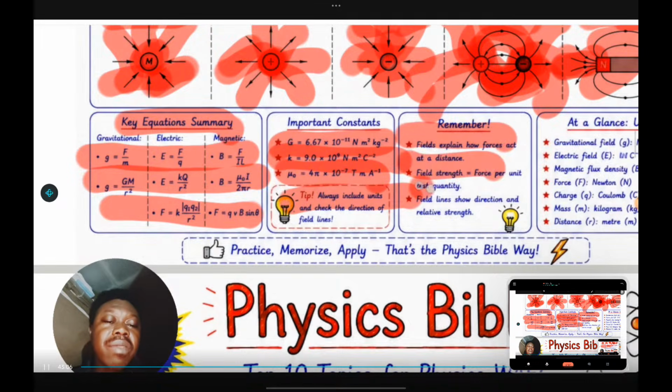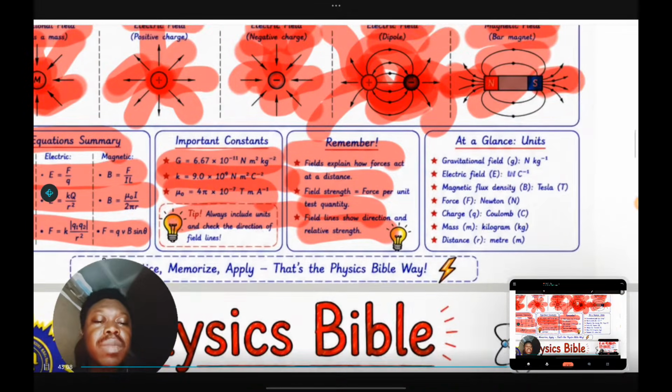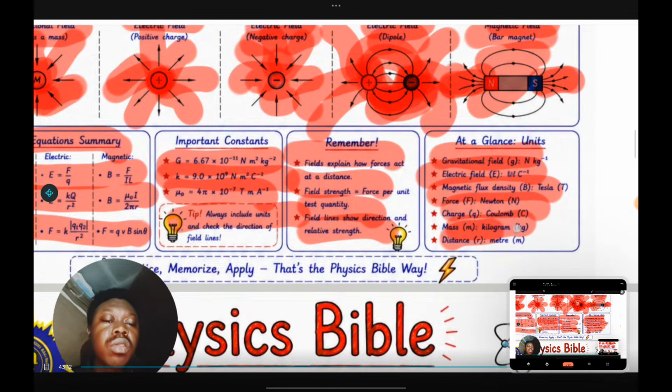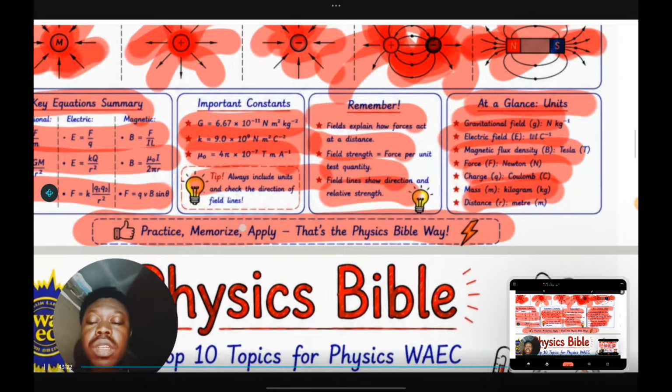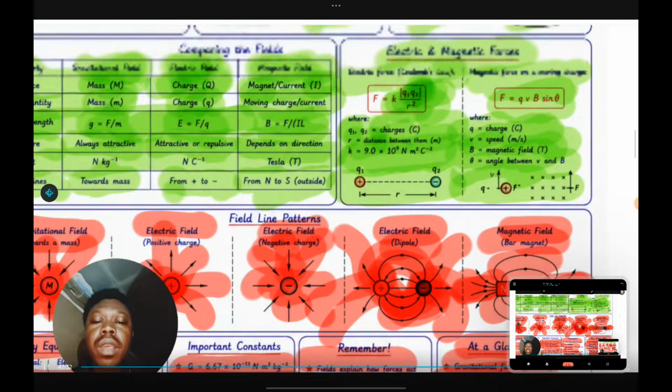You can see that I've taken my time to create these particular documents for easy explanation. So take note of all this. From tomorrow, we go into number 6 to number 10. Do well to join us in tomorrow's live so that you don't miss out in studying and preparing adequately for your exams. So practice, memorize, apply. That is the PhysicsBible way.